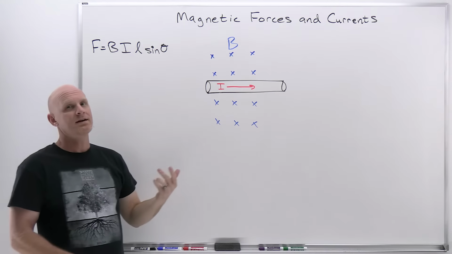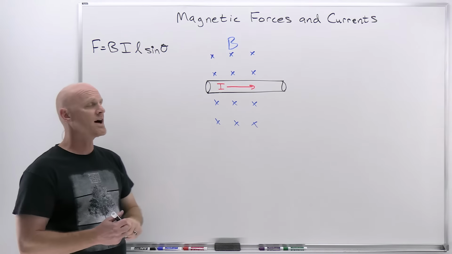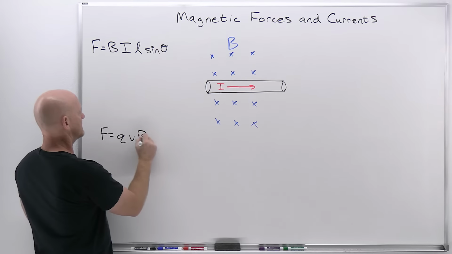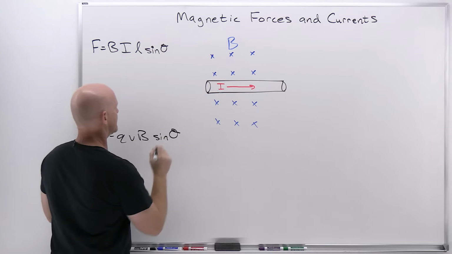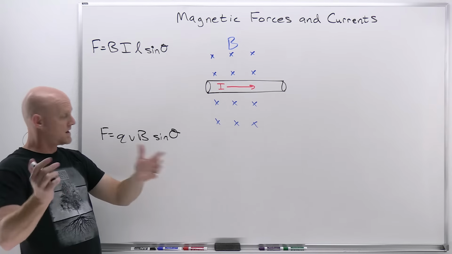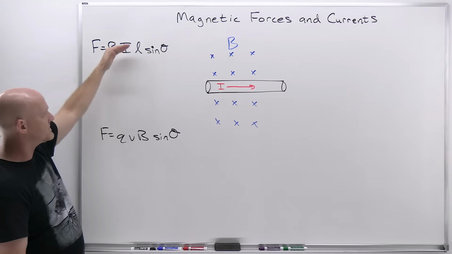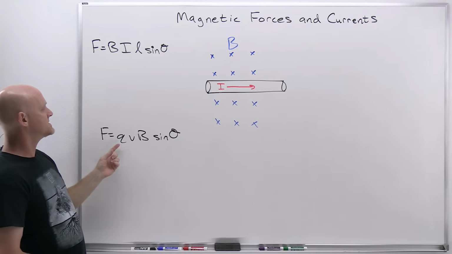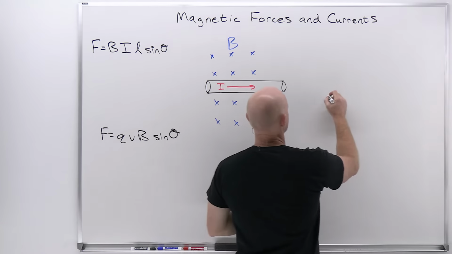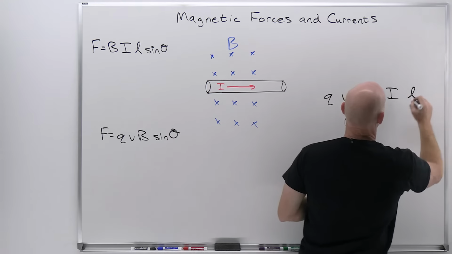Now, if you look, this is really all derived from the last equation we learned in the last section, F equals QVB sine theta. If you look here, what do they have in common? Well, they've got the sine theta in common. They've got the strength of the magnetic field, B, in common. The only way these are effectively equivalent then is if Q times V is equal to I times L. Well, let's see if that's true.